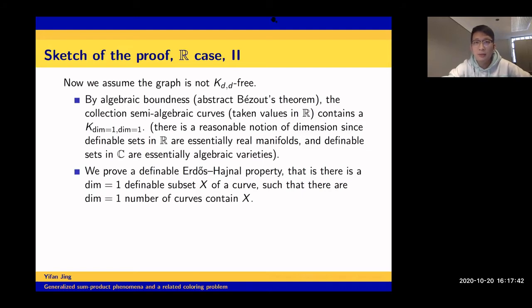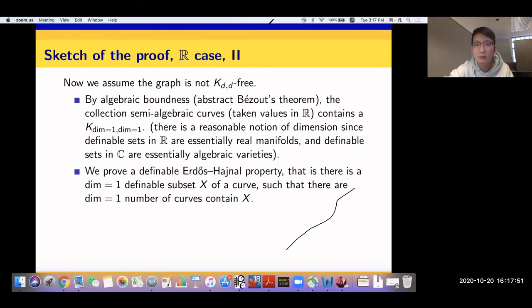So basically, let me draw something. We can find a curve, like a dimension 1 part, just like an interval, such that there are infinitely many curves going through the same interval, containing the same interval, something like that. And also the number of curves has dimension 1.